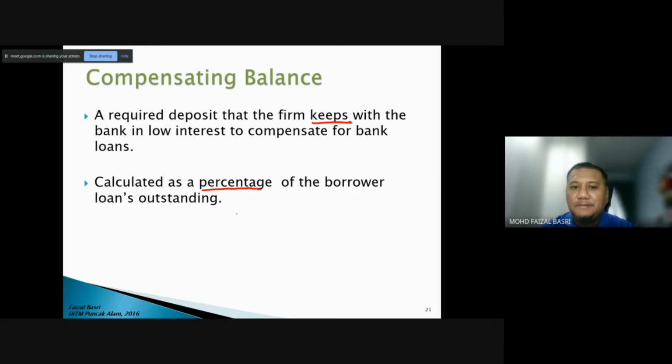Let's say, I'll give you an example, if you borrow 10K and the CB requirement is 10%, for example. So technically, the CB is 1,000. Okay, 10% times 10,000 is 1,000 ringgit. So the CB requirement is 1,000 based on this example.